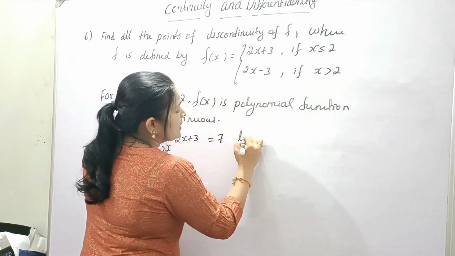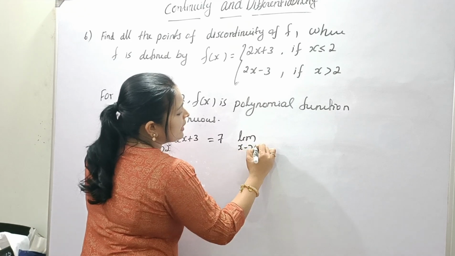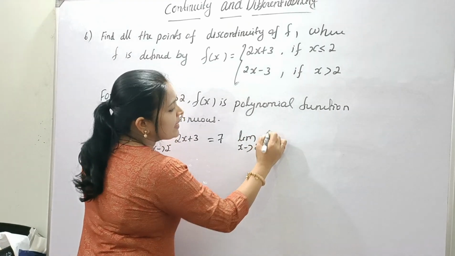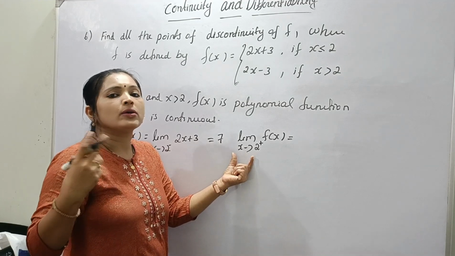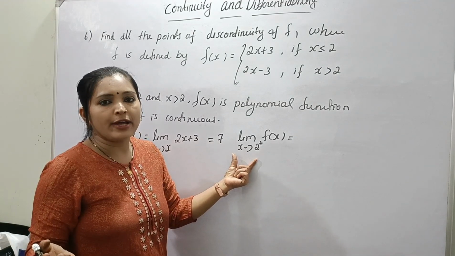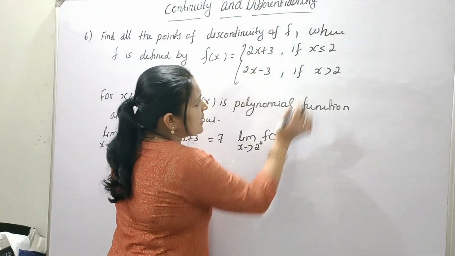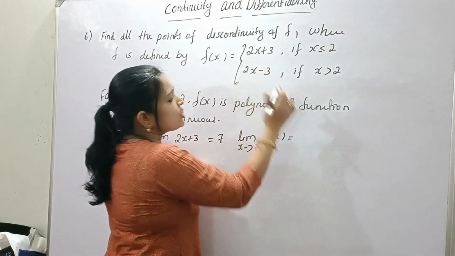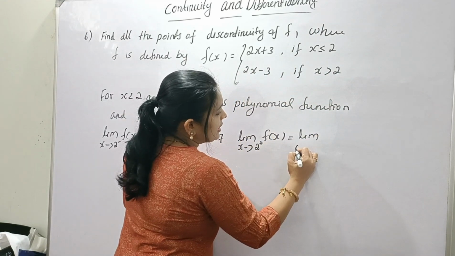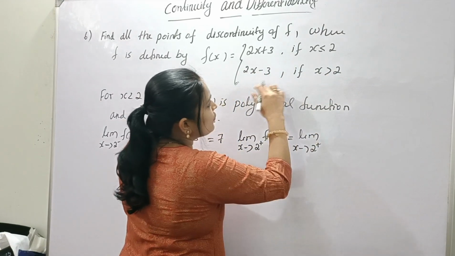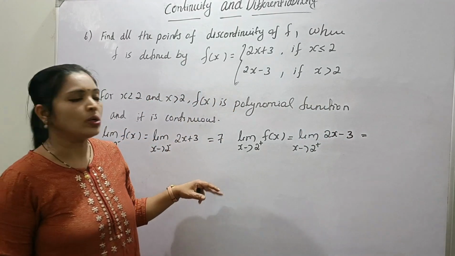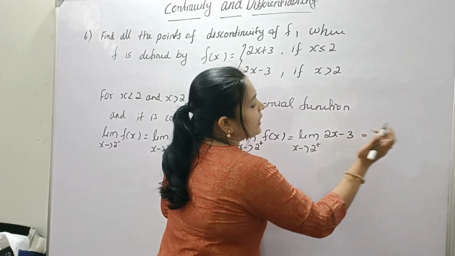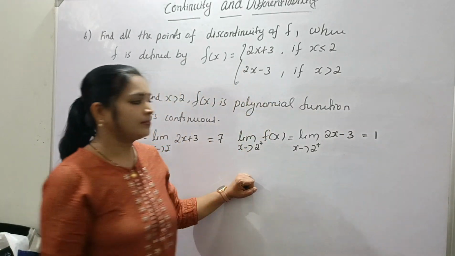Next, let's find the right hand limit. Limit x tends to 2 plus f of x. That is, the x value is close to 2 and greater than 2. So when x is greater than 2, the function is 2x minus 3. Limit x tends to 2 plus f of x is equal to 2x minus 3. Now substitute x is equal to 2. 2 into 2 is 4. 4 minus 3 is 1.